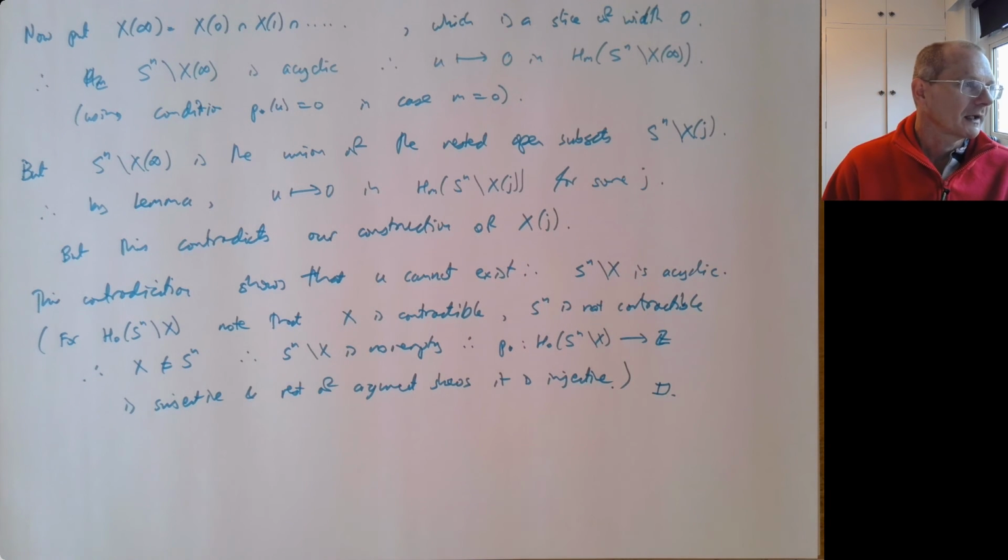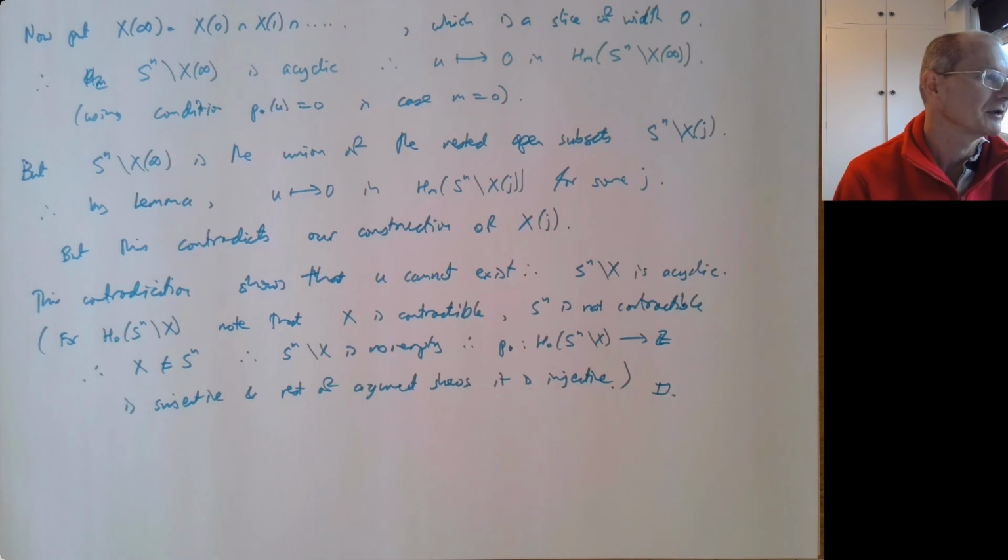So this proves that the complement of a ball is acyclic, and that's a key step for the generalized Jordan curve theorem. So now the next thing is to consider the complement of a sphere instead of a ball, which is what we'll do in the next video.